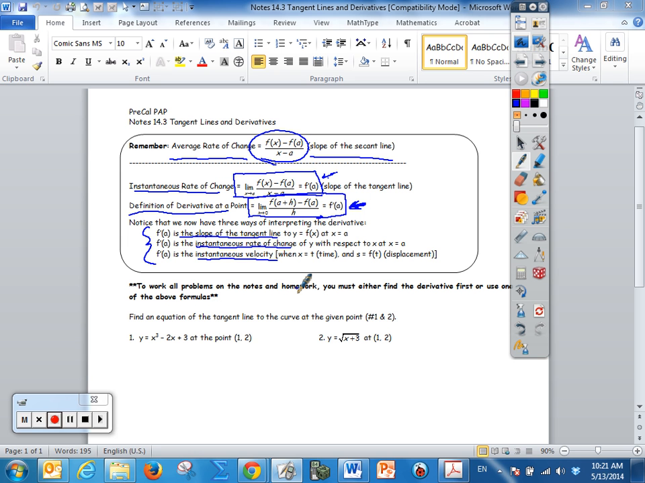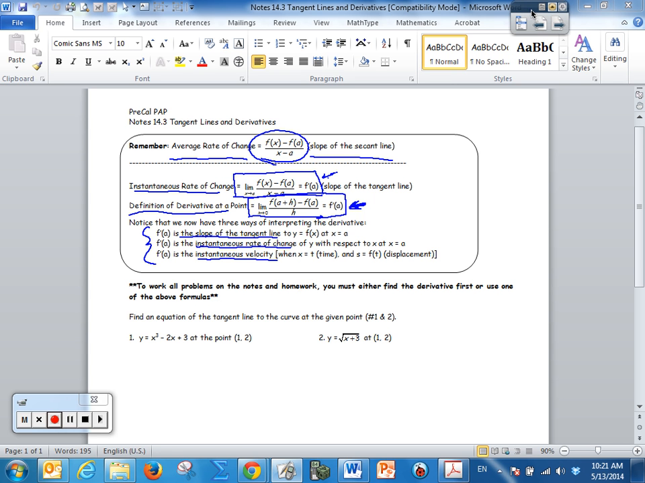Are there any questions? All right, it's important, and I've bolded this so that we all are on the same page here. In order to work all the problems in the notes and the homework, we are going to have to find the derivative first or use one of the above formulas.